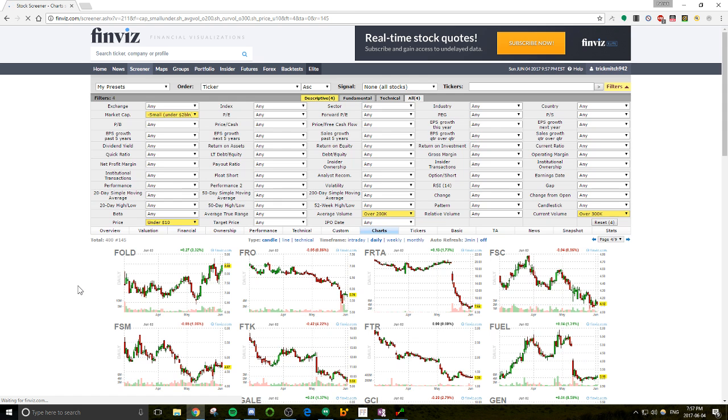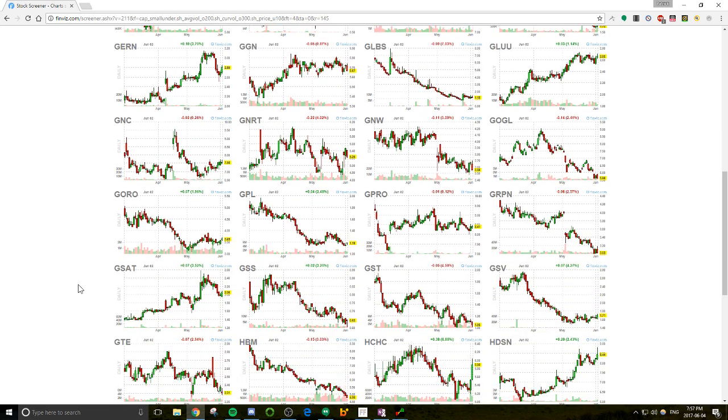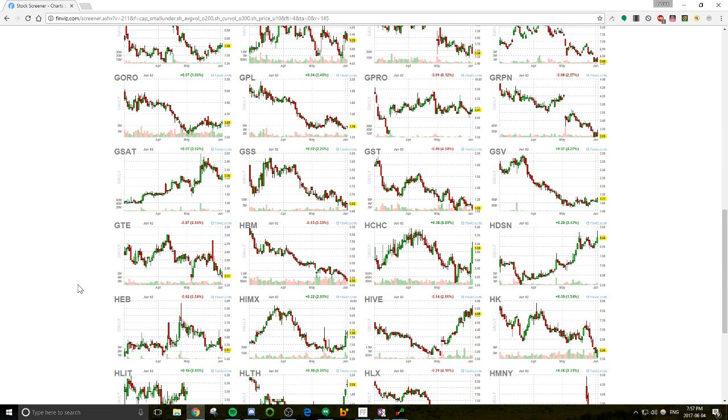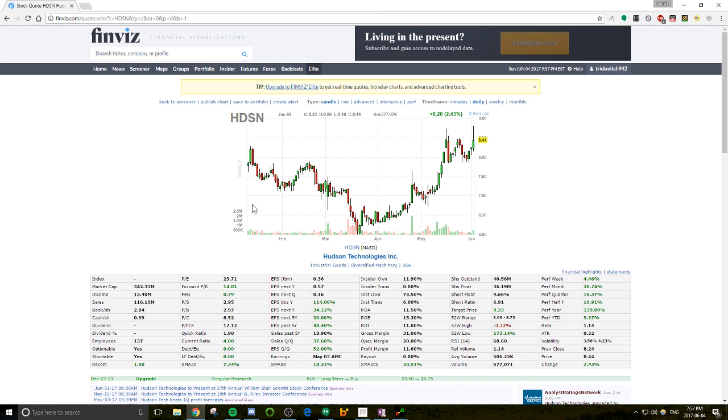Then you just kind of keep going through them. You know, HDSN, and it's also in a hot sector. It's defense, right? It's a defense contractor. You could definitely look for the 850 break, although it's tried a few times, and you can tell by these top wicks that there's a lot of resistance in that level. But HDSN is definitely worth a gander, so I will add that one to my watch list.